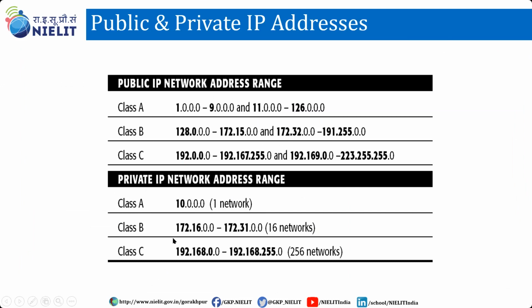For class B, a total of 16 networks are available for private networking: 172.16 to 172.31. So this is the first network, the second network is 172.17, 172.18 will be the third, and the last one is 172.31. Similarly, in class C, we have a total of 256 different networks available as private IP addresses.